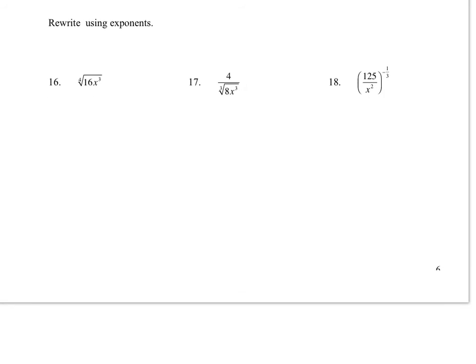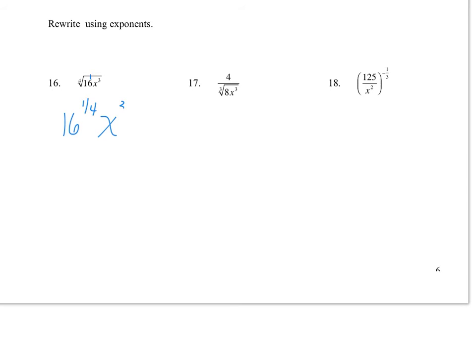All right, let's skip 15 and go down to 16. What does 16 say? Rewrite using exponents. Okay, there isn't an exponent on the 16, but it's understood to be a 1. And x already has a 3, because each of them has their own exponent. So it's going to be 16 to the 1/4 power, and x to the 3/4 power. Well, 16 to the 1/4 power is 2, so it's 2x to the 3/4 power.